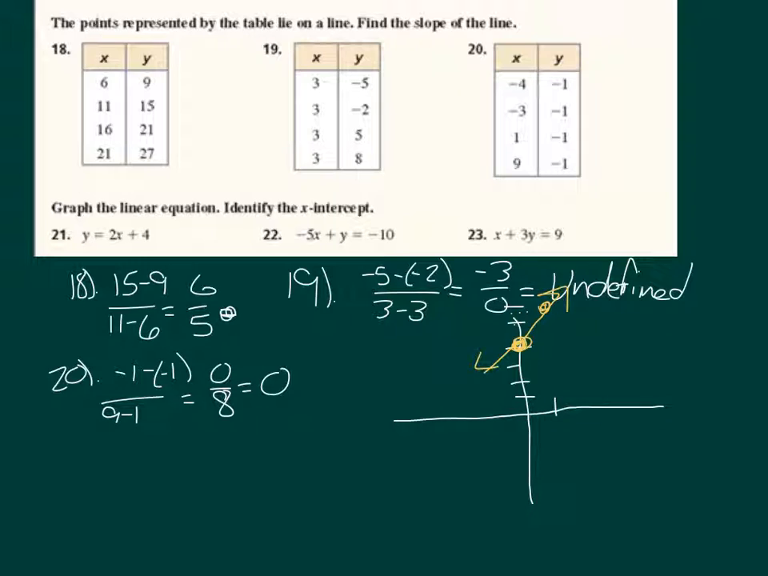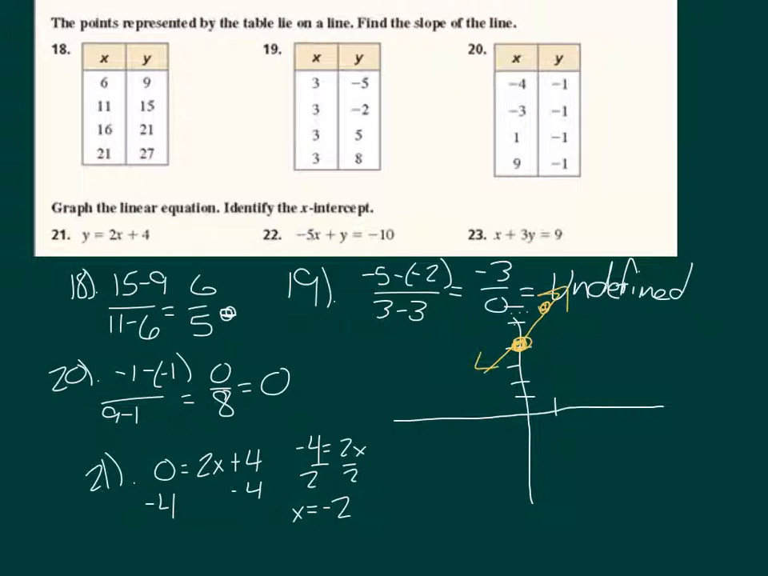And it says here also to identify the x-intercept. And we always need to know that if I ever want to find the x-intercept for 21, all I'm going to do is say 0 equals 2x plus 4. And I would subtract 4. And I would get negative 4 equals 2x, and then divide by 2 and solve, and I get x-intercept is equal to negative 2.